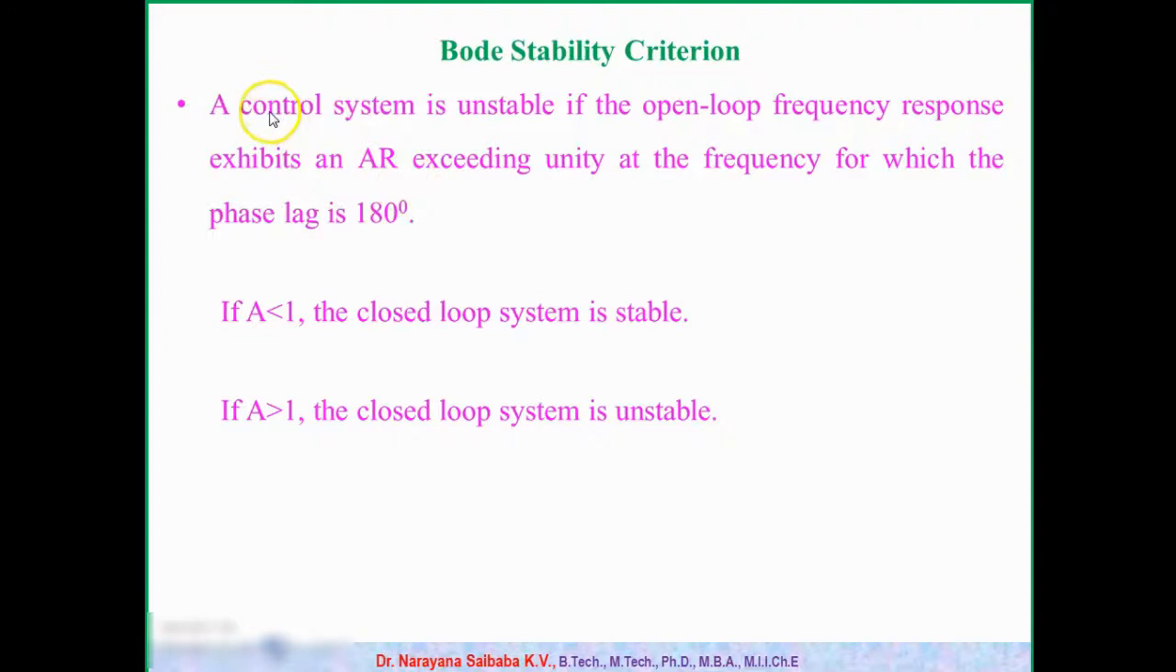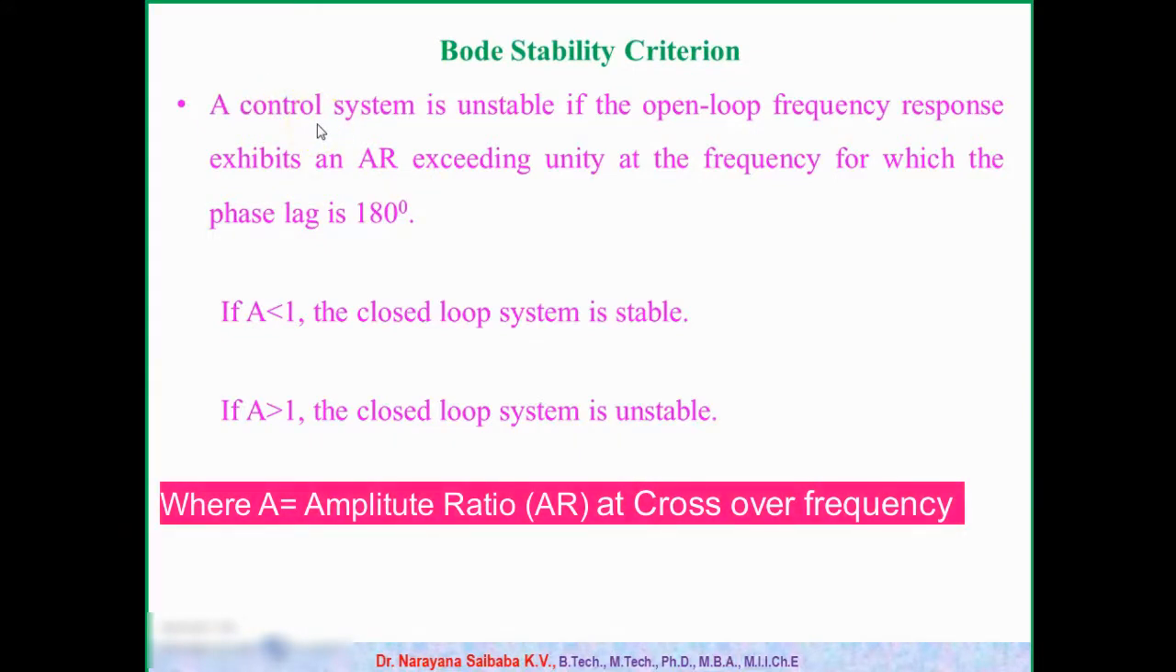The Bode stability criterion is stated as: a control system is unstable if the open loop frequency response exhibits an amplitude ratio exceeding unity at the frequency for which phase lag is 180 degrees. So here two important parameters are there. One is the AR value, the amplitude ratio value at 1, and another one is the crossover frequency. Crossover frequency is the frequency where phase lag is 180 degrees. These two are very important.